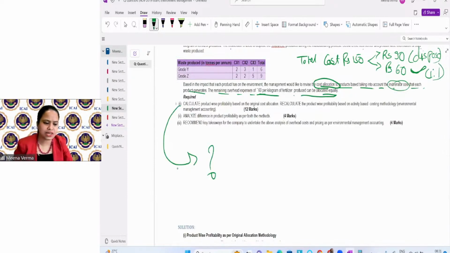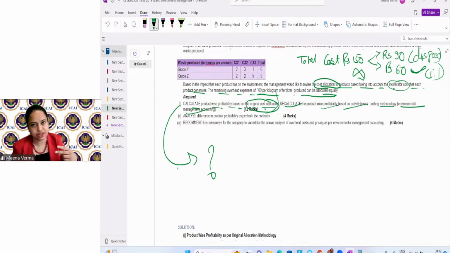So first question is what? Calculate the product wise profitability based on the original cost allocation. The original cost was the traditional method where we have ignored the environmental cost. So by ignoring this cost, first find the cost of the product. This is the question. Then recalculate the product wise profitability based on activity based costing methodology, environmental management accounting. So first you have to calculate it traditionally, then you have to calculate it considering the environmental cost, activity based costing. All right. Okay, now let's see how we will do it.